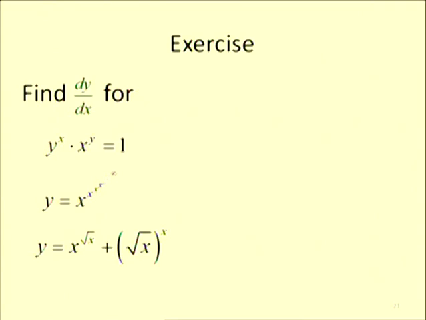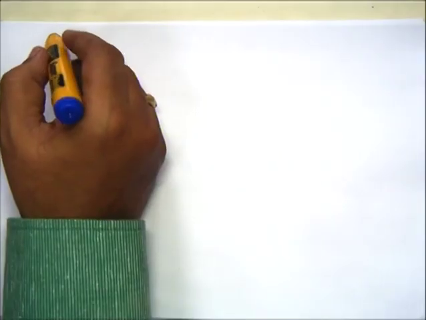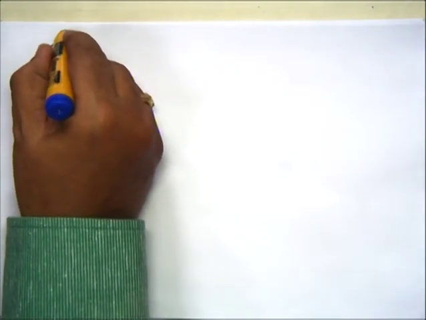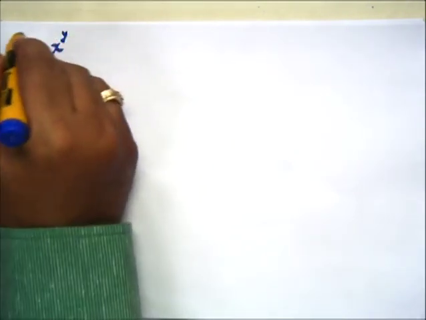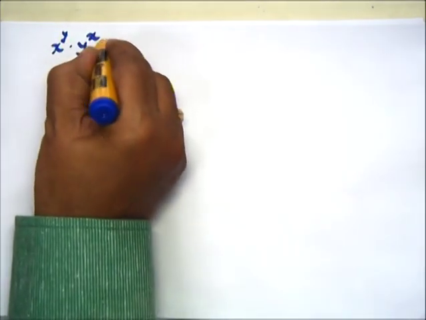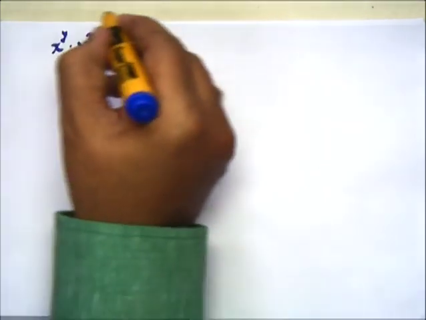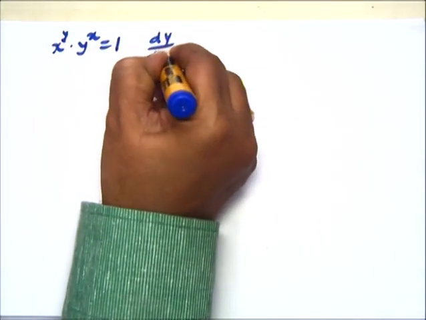Now let us have some exercise here. In this exercise, some of the examples are very tricky and very important. So let us calculate some of them. The first example is x raised to y into y raised to x is equal to 1. Here we want to find the derivative of y with respect to x.